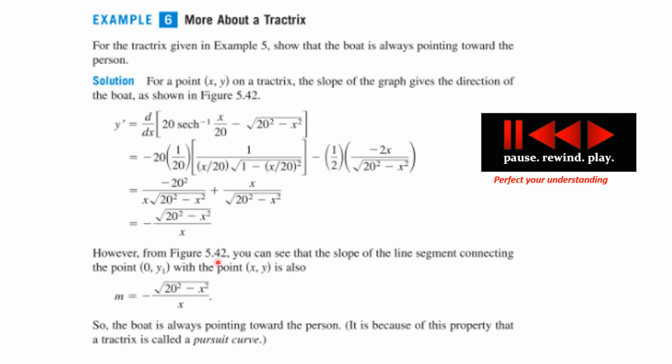From the figure that we looked at before, you can see the slope of the line segment connecting the point (0, y1) with the point (x, y) is exactly the same thing. So you're always pointing toward the person. It is because of this property that this is called a pursuit curve. If you're shooting a rocket to shoot down a plane, you would want it to pursue the plane.